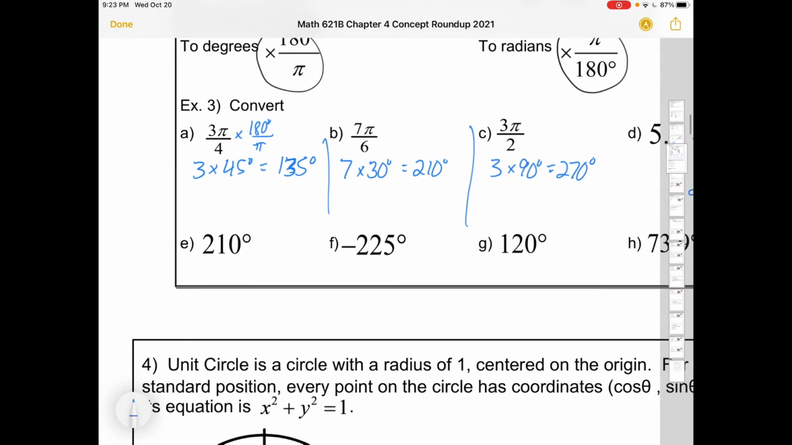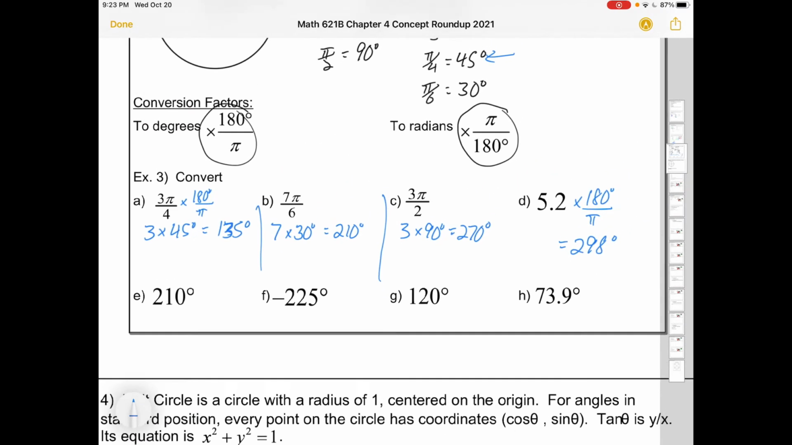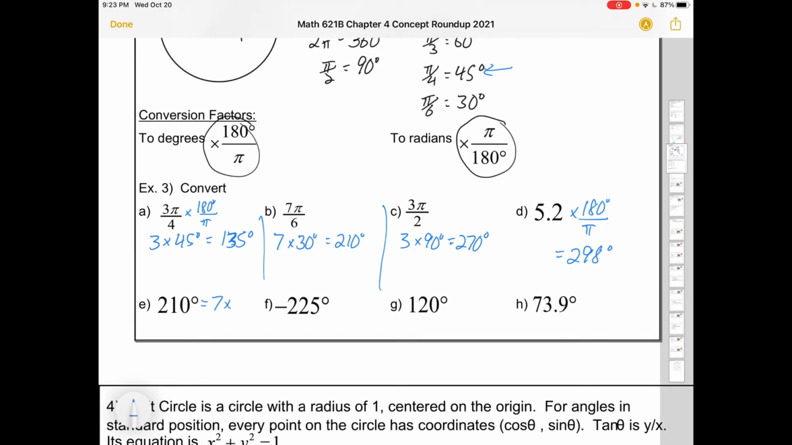Looking at some of these other ones, 210 degrees, again, I'll try and relate it back to my common angles. So 210 is 7 30-degree angles. So that means it's 7 pi over 6's, or 7 pi over 6. Negative 225, that's going to be negative 5 45 degrees. So it's going to be negative 5 pi over 4's, or negative 5 pi over 4. And again, if you wanted to, you could use a conversion factor and it'll get you the exact same thing. Though if you throw that in your calculator, there's a good chance it will give you a decimal approximation instead of an exact value. And depending on the question, you may be expected to do an exact value.